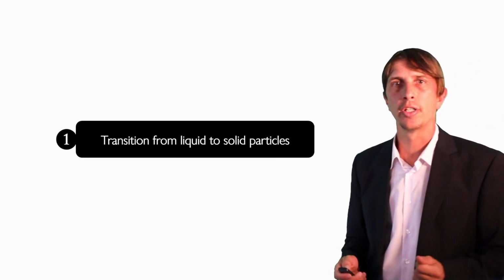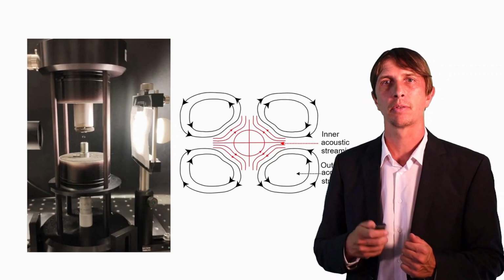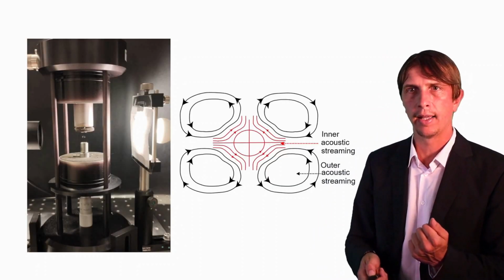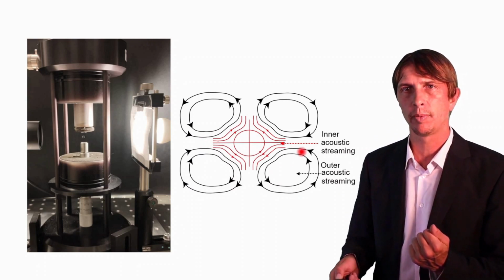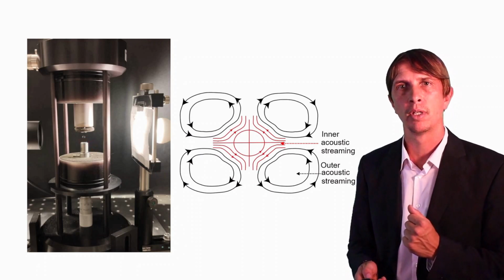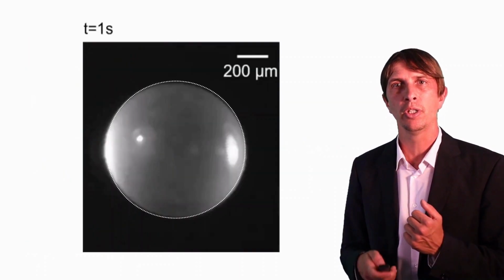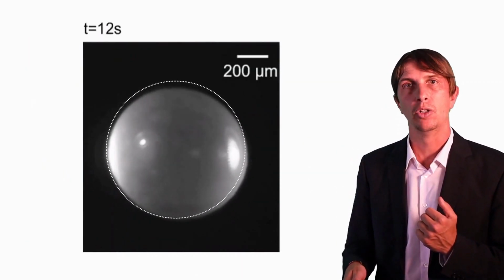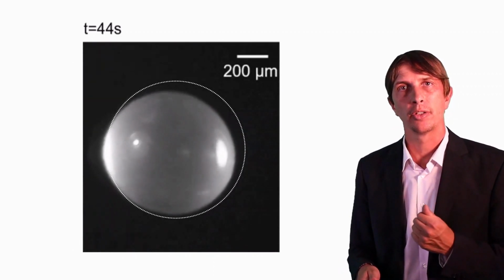In this section, I'm going to talk about the transition from liquid to solid particles. We have been using this acoustic levitator, where an inner acoustic streaming and an outer acoustic streaming maintain droplets in the air at the same location. By illuminating these droplets and imaging them with high resolution, we can analyze how a droplet loses water, evaporates, and reaches a solid particle.